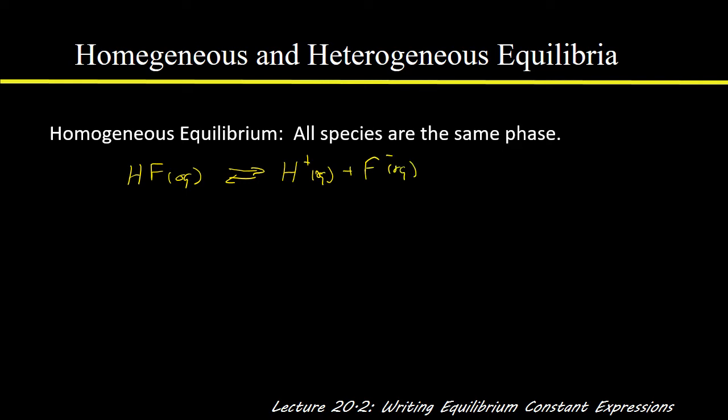When you form hydrogen ions and fluoride ions, everything is aqueous, right? Or one of the gas problems we just had on the last page, all of the species were gases. So those are homogeneous. Okay?